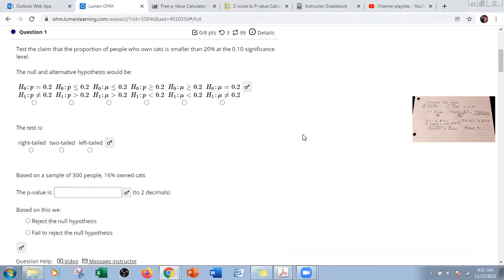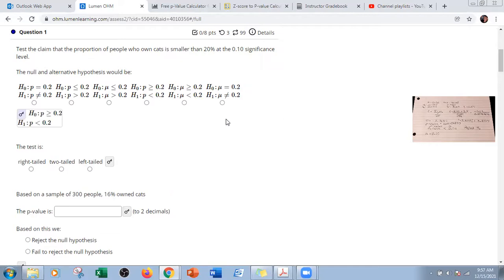Yeah, sure. Okay. So we want to test the claim that the proportion of people who own cats is smaller than 20% at the 0.10 significance level. So I'm going to make a note that alpha is 0.10. That's our significance level. And we want to look at the null and alternative hypothesis. So keep in mind what we're saying here, that we want to test the claim that the proportion is smaller than 20%.